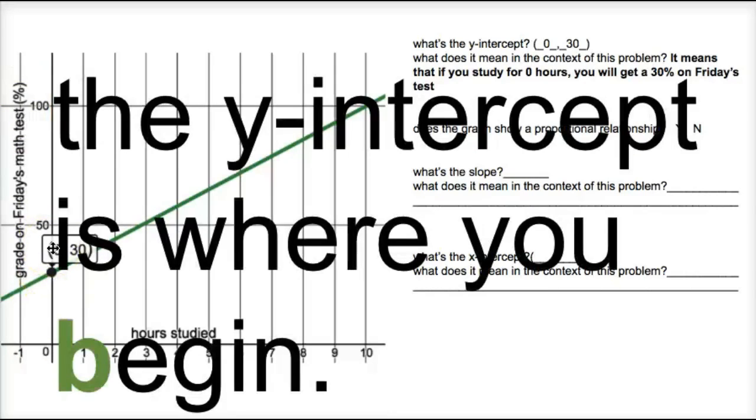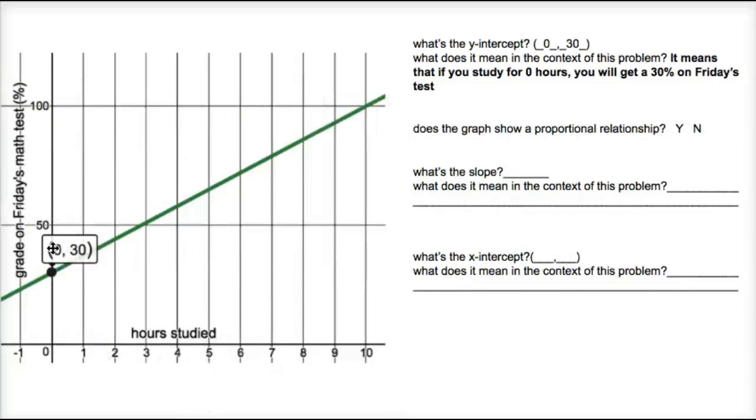The y-intercept is always where you should begin. Try to remember that. The y-intercept is always where you begin. So when you begin studying, meaning you have studied for 0 hours, if you went and took the test right then, you'd probably get about 30%. No, this is not a proportional relationship because it doesn't go through the origin.